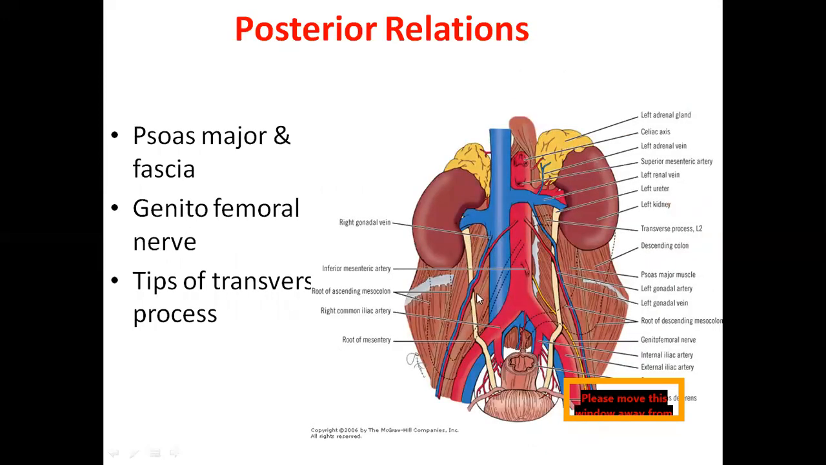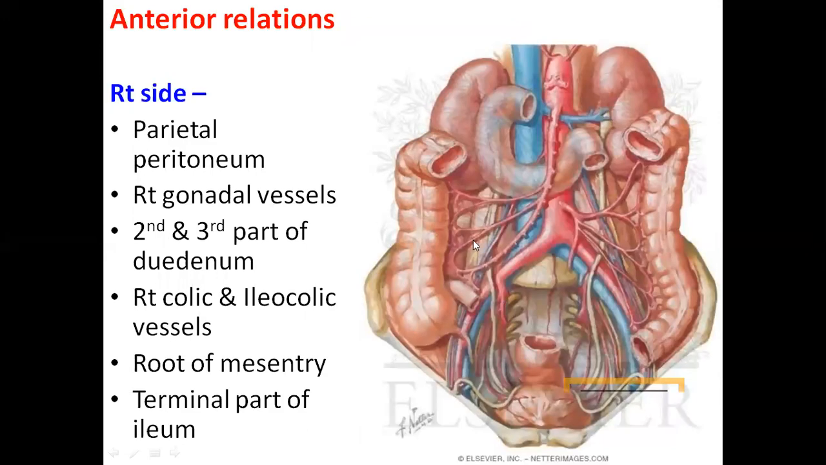Now coming to the abdominal part, the posterior relations: which muscle is this over which the ureters are running? Yes, psoas major. And the fascia covering it is psoas fascia. Closely related to this, we also find the genitofemoral nerve and the tips of the transverse processes of lumbar vertebrae.